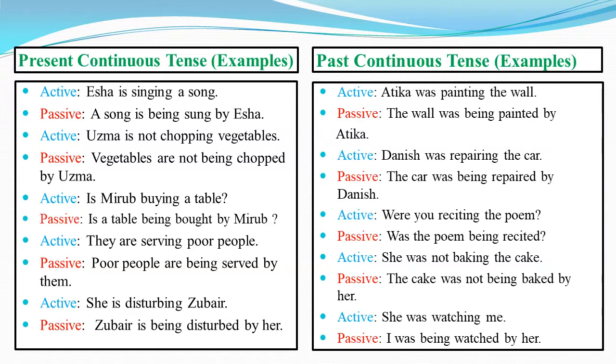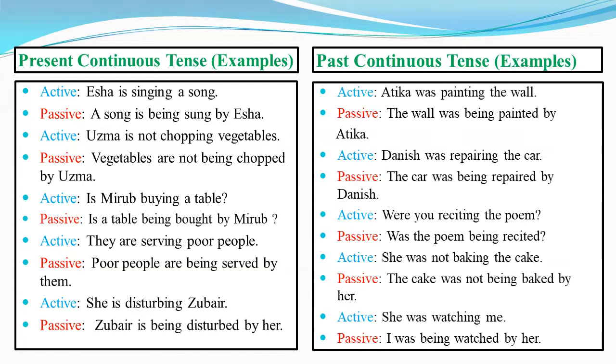Okay, now here are some examples of present continuous tense and past continuous tense. Let's see the example of present continuous tense first. The active sentence is: Isha is singing a song. Okay, here a song is object, and while making passive we will write a song first. A song is being, we will put being here. While making the passive of continuous tense we will put being. Okay, being third form of verb, sung by Isha.